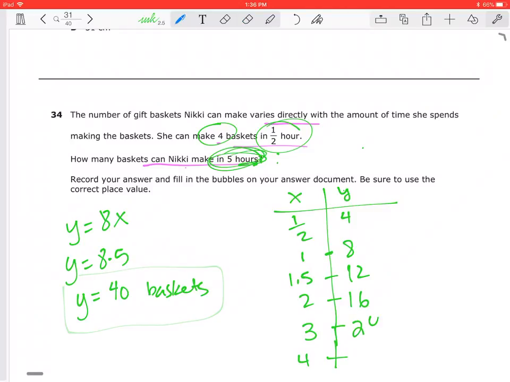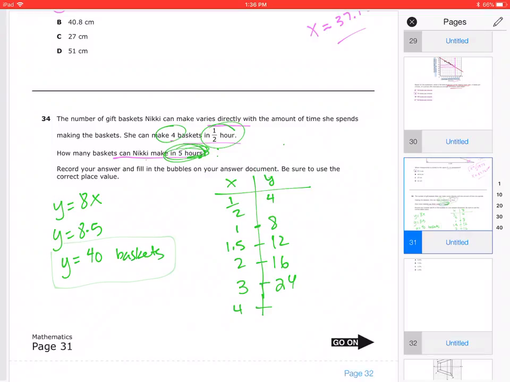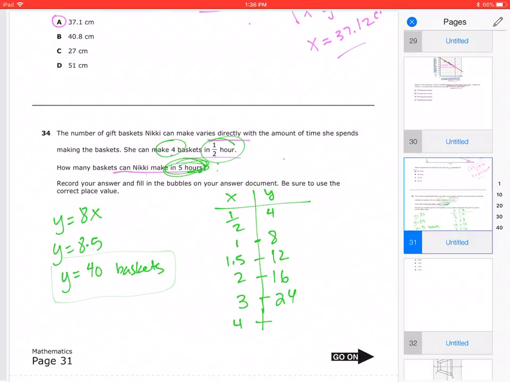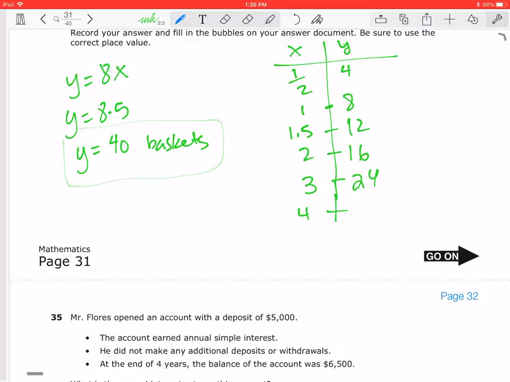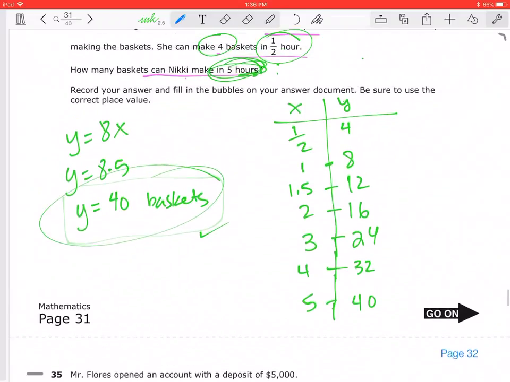Hold on, wait, I did that wrong. That would be 24, because we added 8. So 24 plus 8, so in 4 hours, we're going to have 32. And then in 5 hours, we are going to have the required 40 baskets. So those are 2 different ways that you can solve that problem.